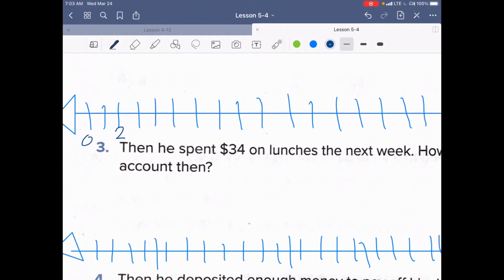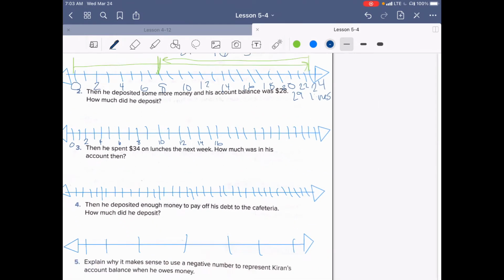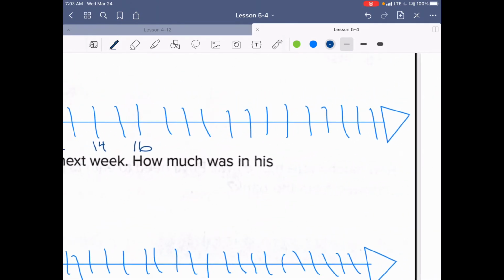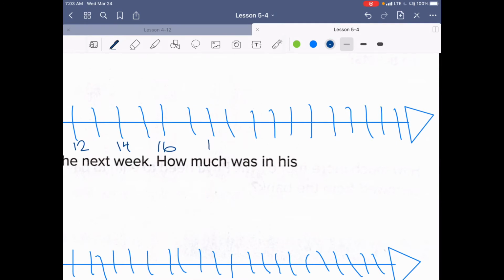2, 4, 6, 8, 10, 12, 14, 16, 18, 20, 22, 24, 26, 28.